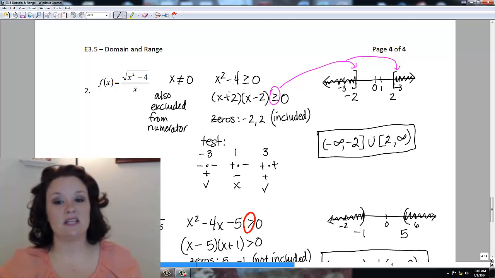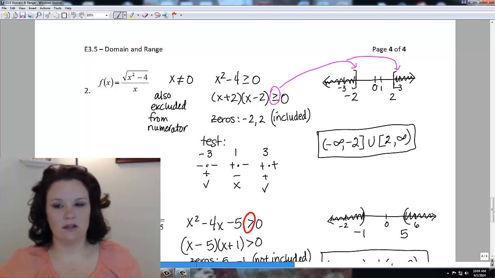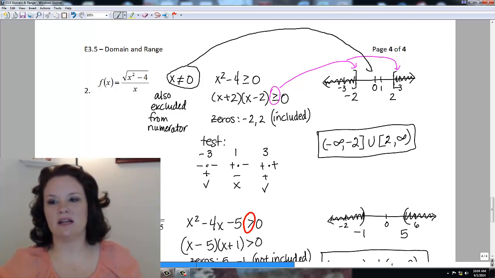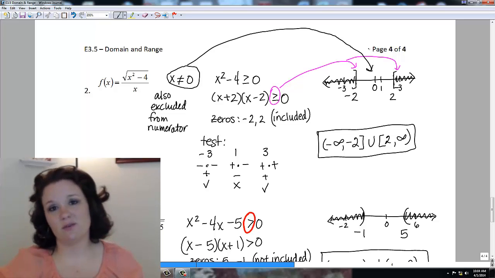And then because this was an x², I have to test my intervals. So here I tested -3, which came out positive. I tested 1, which came out negative, so I don't want that one. And I tested +3 for this last interval, which came out positive, so I do want that one. So my solution here is -infinity to -2, including that one, and then 2 on. Notice here, even though I said x can't be 0, x equals 0 is not even in my shaded solution. So if it's not even in my shaded solution, I don't have to worry about it.